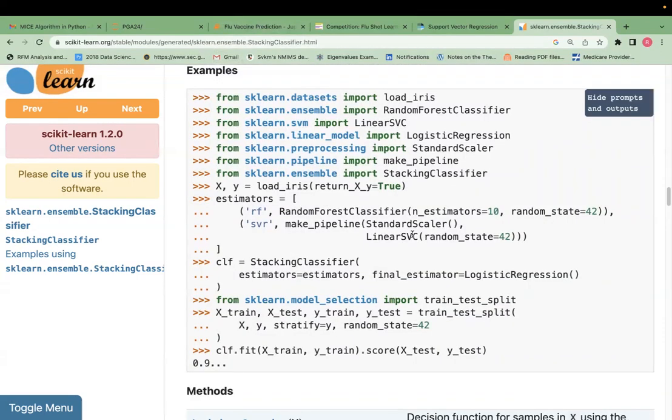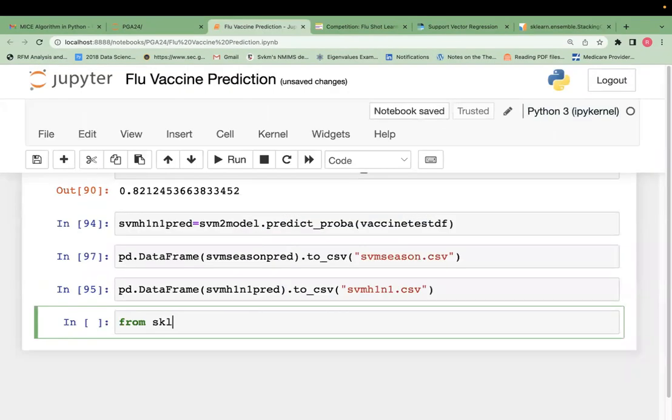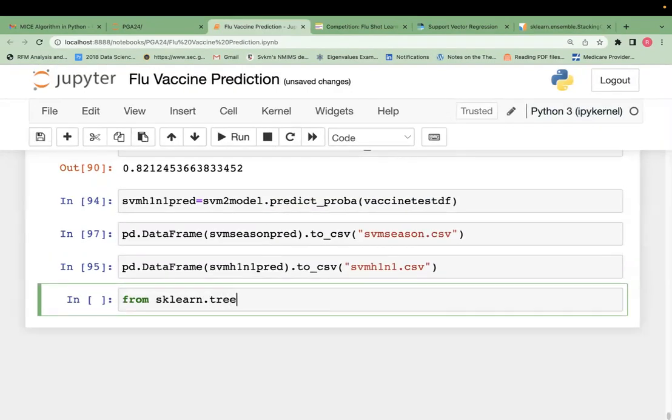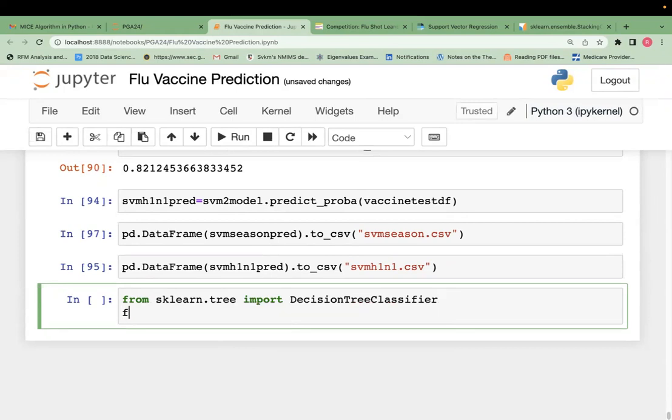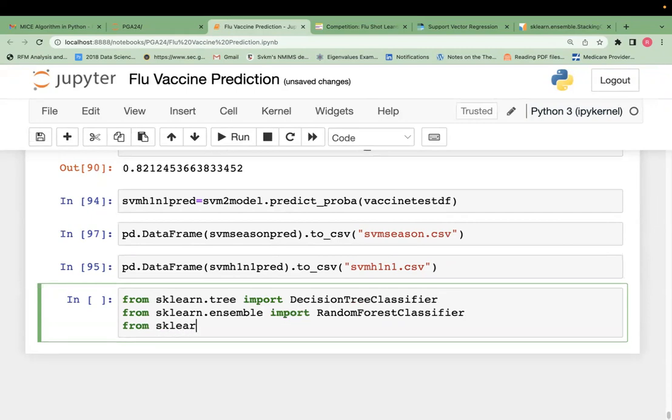Try this. Import logistic regression, decision tree, random forest, GBM, and give the estimators as a list. So you have to create a list of estimators: from sklearn.tree, DecisionTreeClassifier; from sklearn.ensemble, RandomForestClassifier; from sklearn.ensemble, GradientBoostingClassifier.